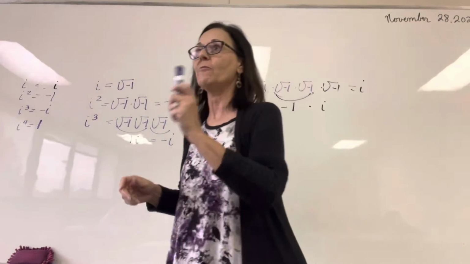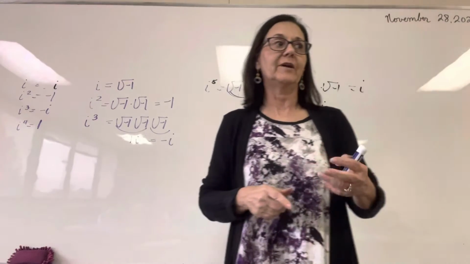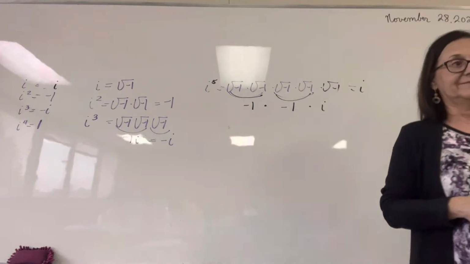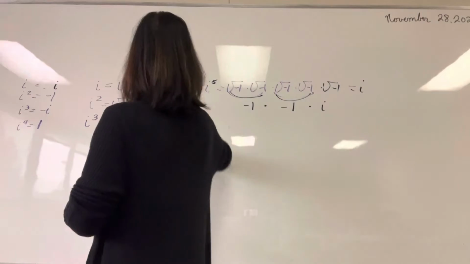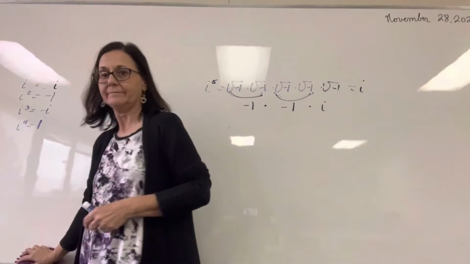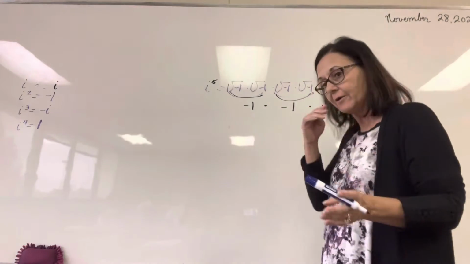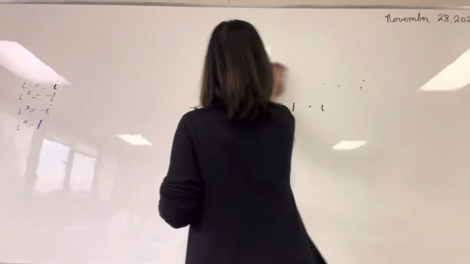Can you say it one more time? i, negative 1, negative i, 1. The middle two are negative. Yes! Okay? It's a pattern. All right, so I'm going to teach the pattern first, and then we'll go into the rest of this lesson.